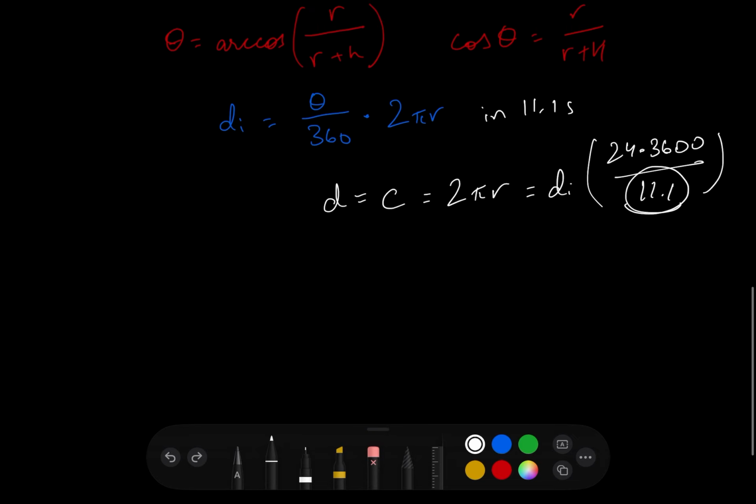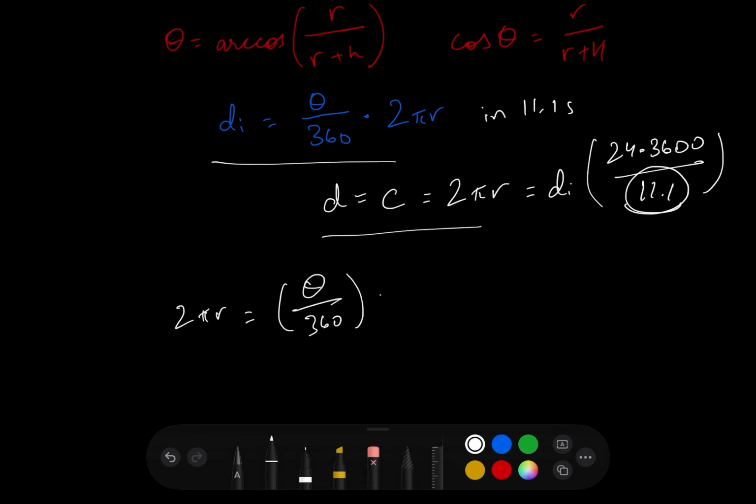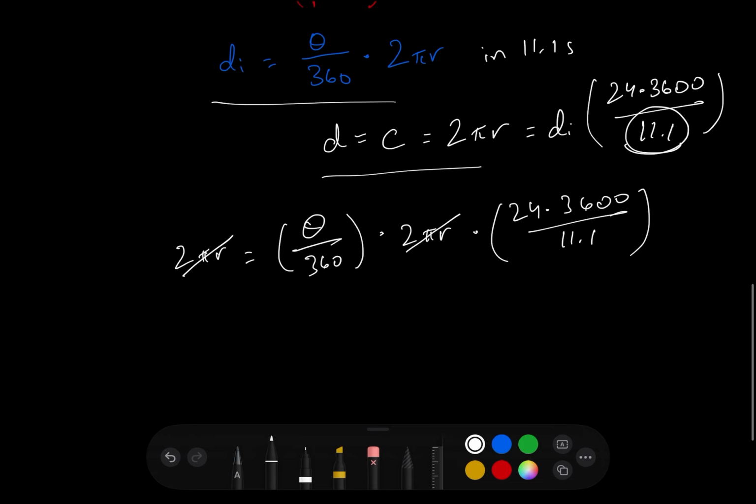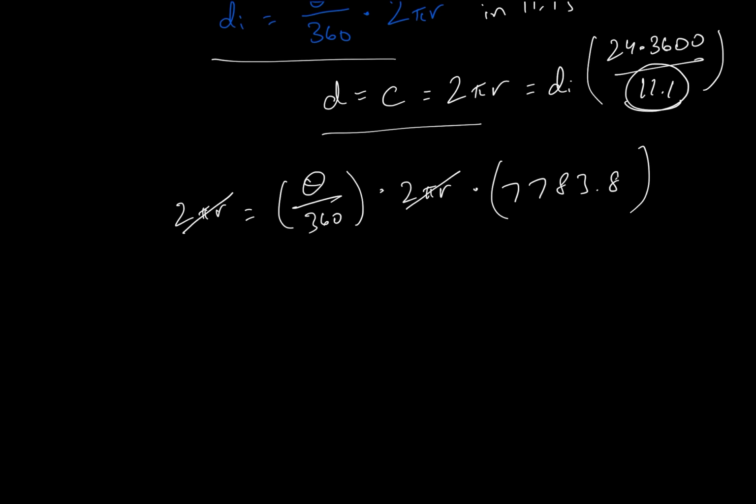We can write that, combining this in this equation, we can write 2 pi r is equal to, substituting in d theta by 360 times 2 pi r times 24 times 3600 by 11.1. Now these obviously cancel out, and this turns out to be 7783.8 if you just plug that into a calculator. So there we go. And now we can rearrange again.